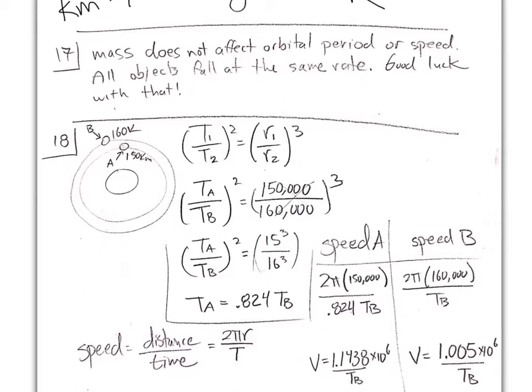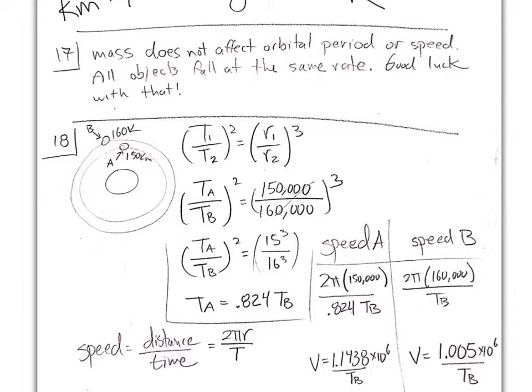17, mass does not affect orbital period or speed. All right, so President Eisenhower's like, hey, the Russians launched a satellite. You better figure out how heavy that is. And the scientists were like, actually, Eisenhower, we can't, because if it weighed 100 kilograms or 1,000 kilograms, it would be tracking the exact same path at the exact same speed through orbit. And so given the instrumentation that we had, we couldn't figure that out.